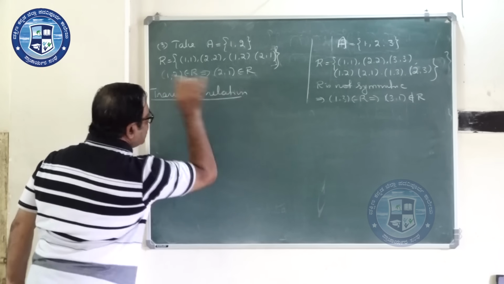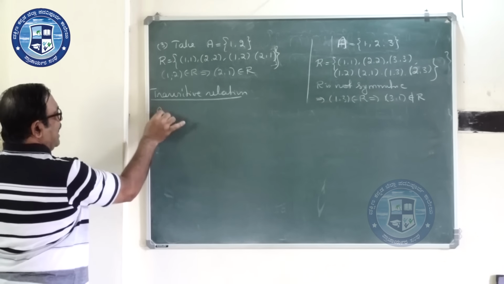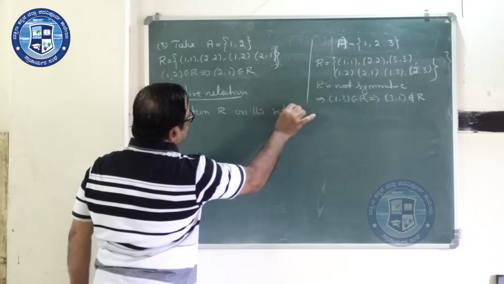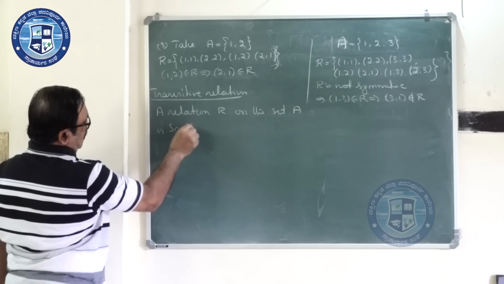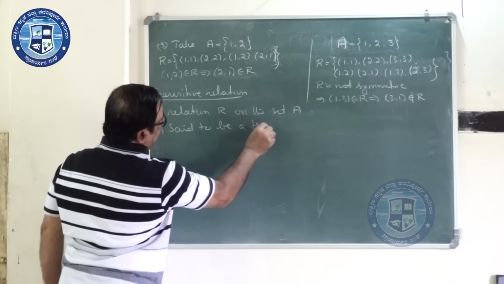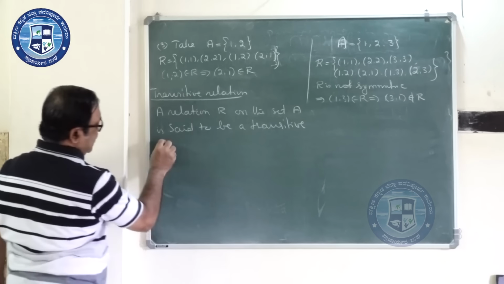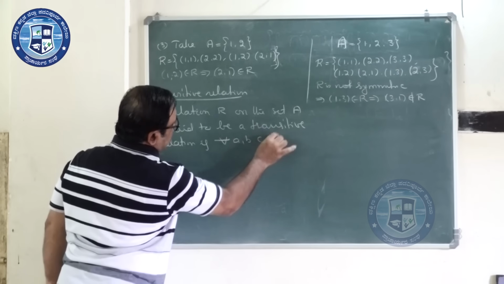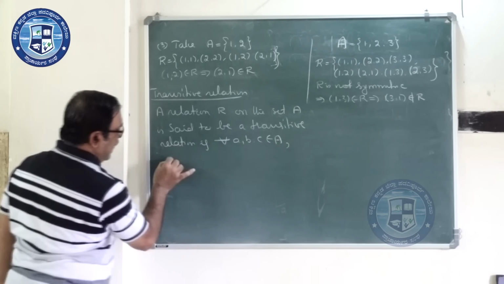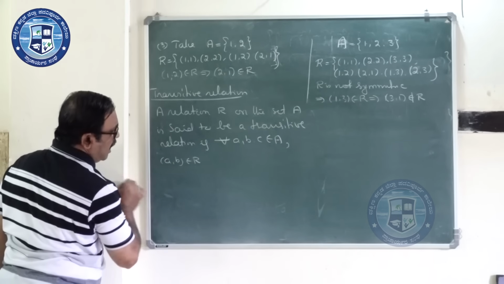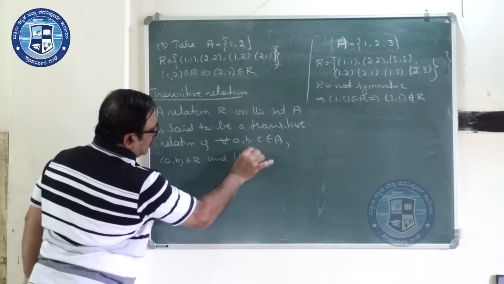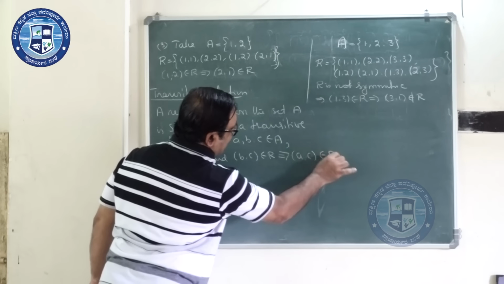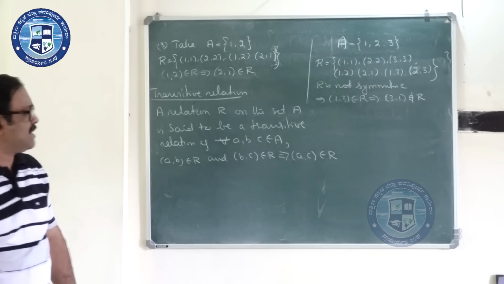So what is this transitive relation? See, a relation R on the set A is said to be a transitive relation if for all a, b, c belonging to A, (a,b) belongs to R and (b,c) belongs to R implies (a,c) belongs to R.